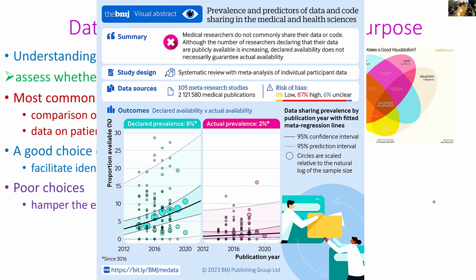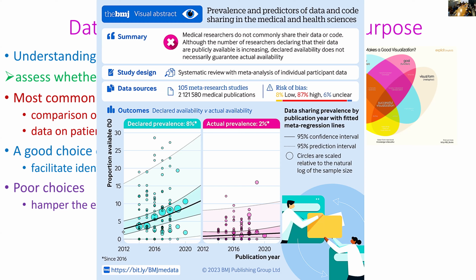Actual prevalence is when people contact the authors and say, can you share the data? Like, oh, I don't want to share the data with you. So what I proclaim to do and what I actually do, these are the two graphs. You can see that the proportion available in 2012 was nearly about 3 to 4%, and by 2020 it's only gone up to about 10% of people actually sharing data and code. But if you look at the actual, this is what they claim to do, and this is what will actually happen if you write to them.